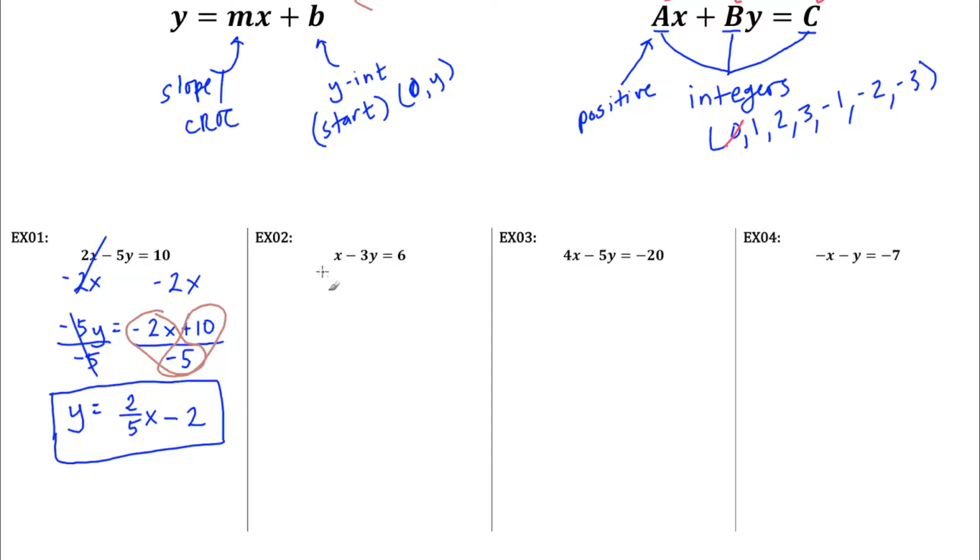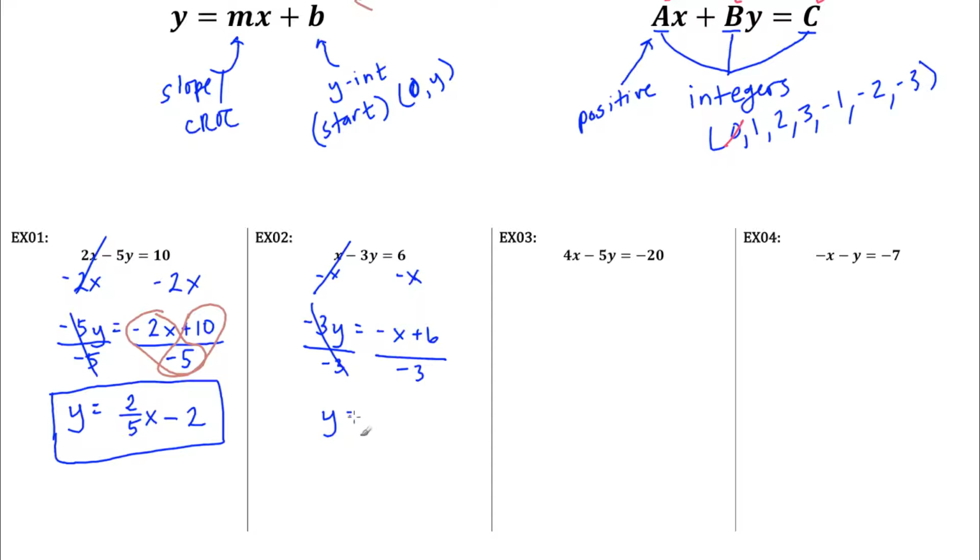Let's try it again. So we have x minus 3y equals 6. Remember, we want to just say y equals, so we get rid of these x's. So we end up with negative 3y equals negative x plus 6. Remember, we can't put those together because one has an x and the other has no x's. We can't do anything with them together, so we put them side by side. Now we divide each side by negative 3.